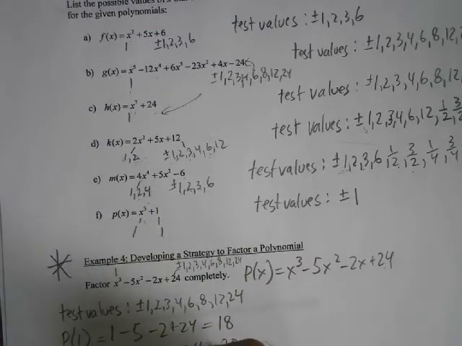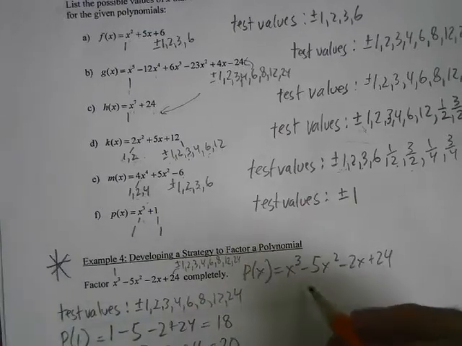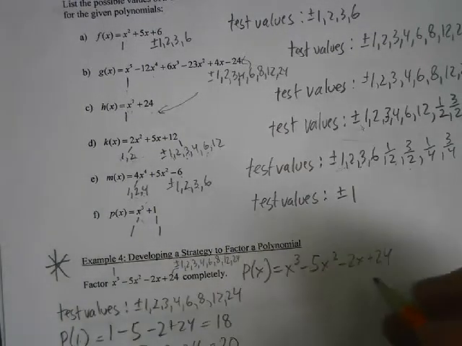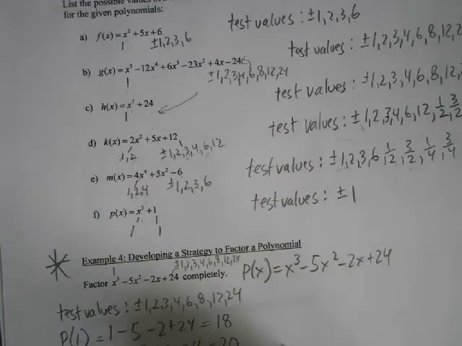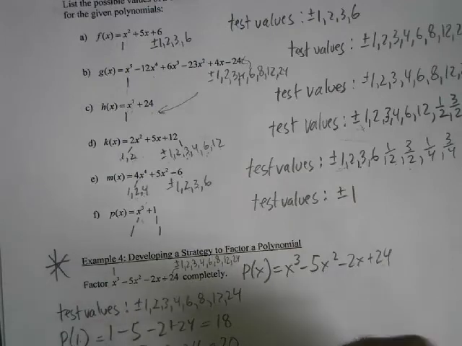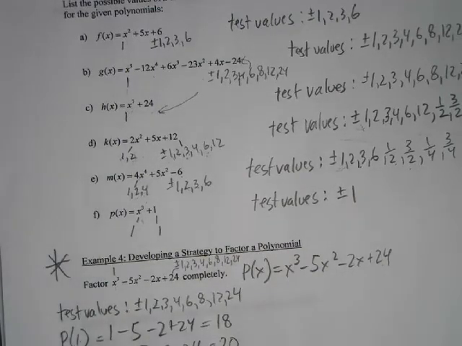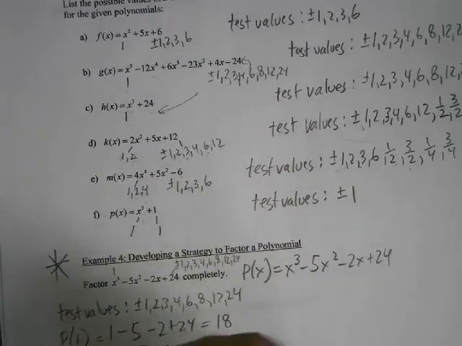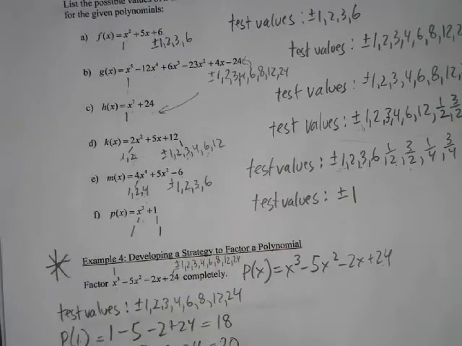Okay, so P of 2 is 2 cubed, 8, minus 5 times 4 is minus 20. Negative 2 times 2 is negative 4, and plus 24. And unfortunately, it doesn't look good. So this works out to 8, because these 3 cancel out. So again, that didn't work. So don't get too down in the dumps. Just keep plugging away. It will eventually work.